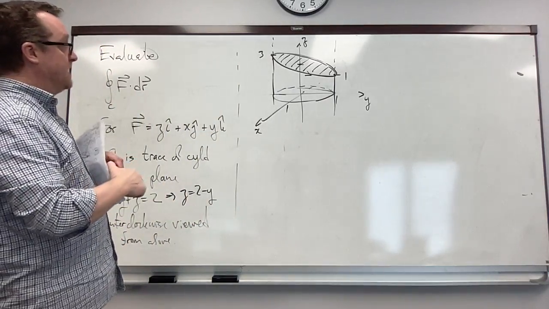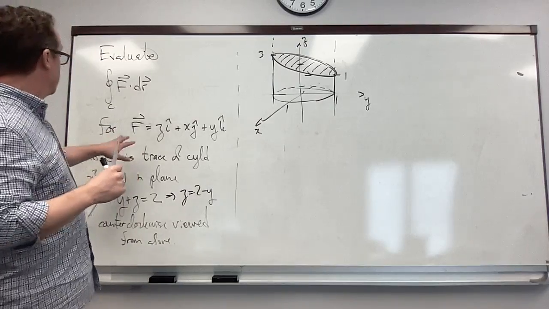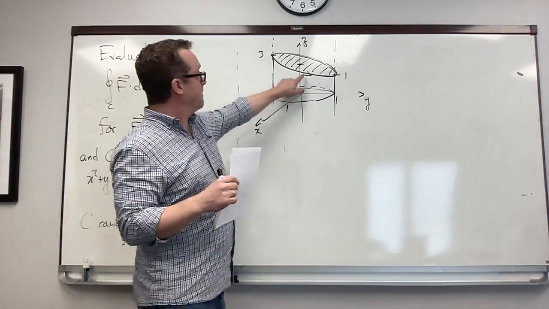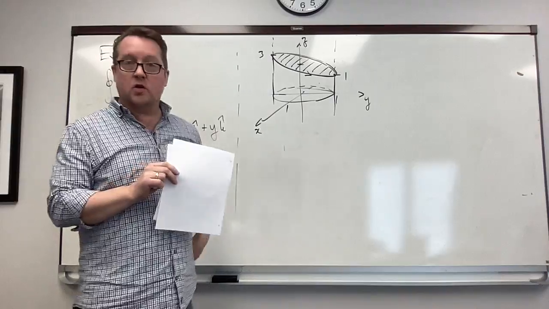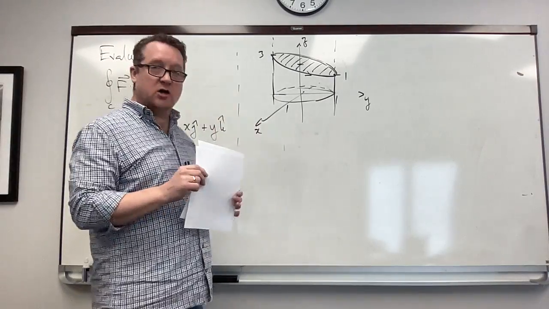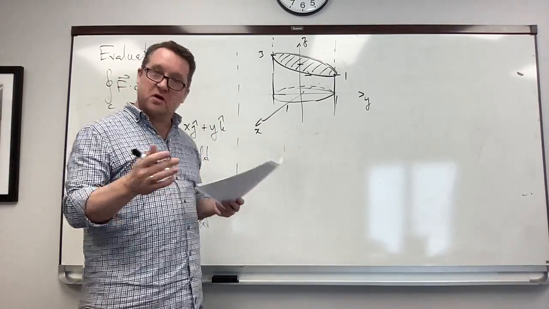So we want to calculate ∮ F · dr. That's what we're actually doing. This is the vector field. I want to calculate the dot product of F around this closed contour. Looks like a hard contour. We just learned Stokes' theorem, so we're going to use Stokes' theorem.